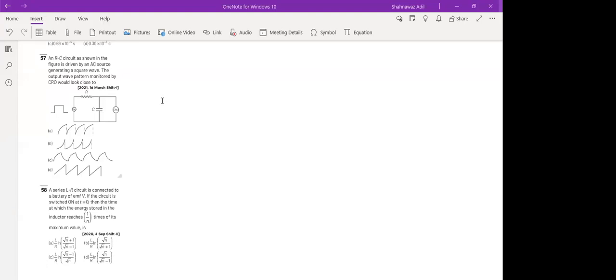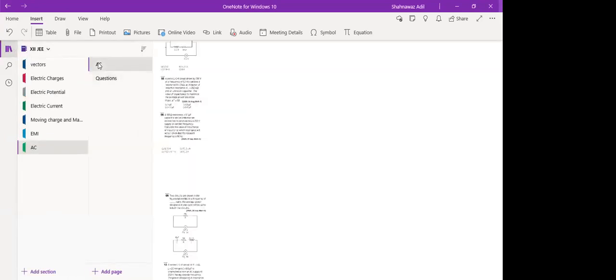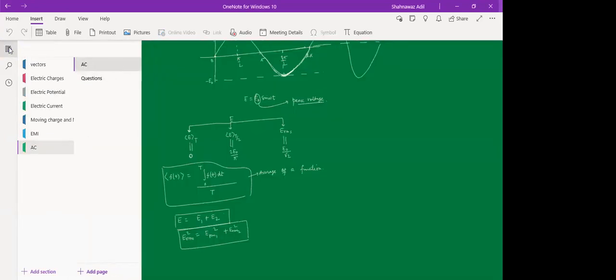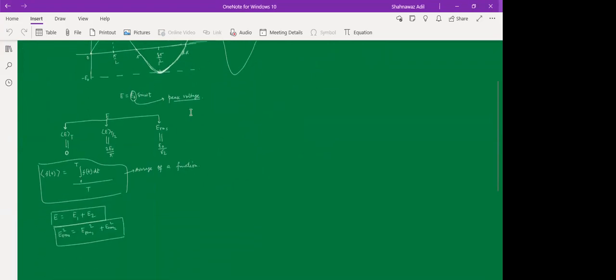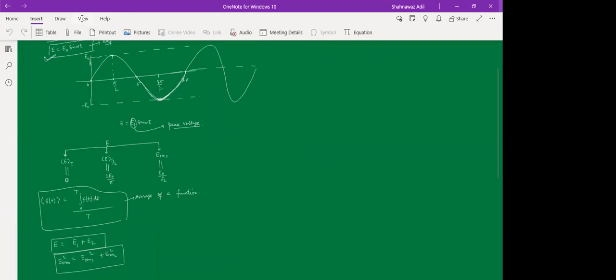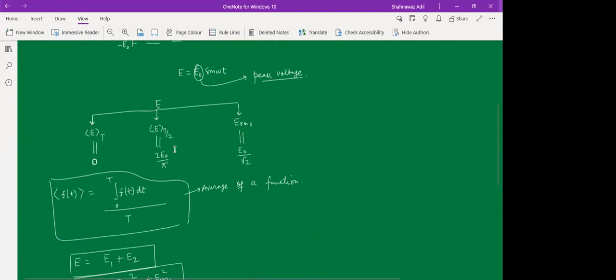We were discussing AC, right? And what did we understand? From the generator we had this kind of voltage, and then we calculated all these things. Then we calculated this EMF, the voltage that we got from the generator.